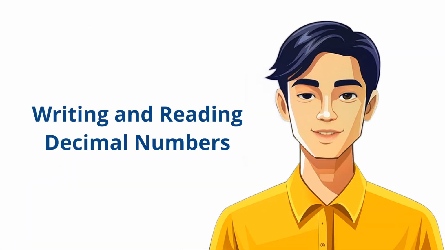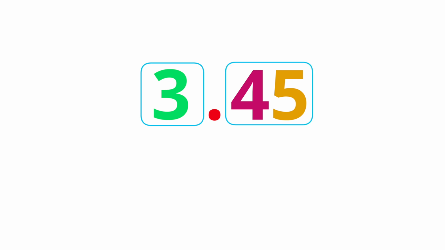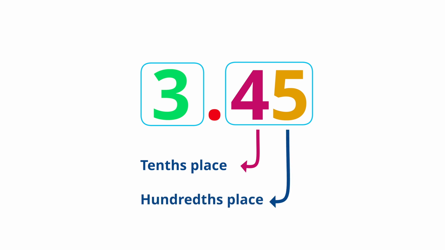How do we write and read decimal numbers? Writing decimals involves placing the decimal point between the whole number part and the fractional part. The number 3.45 is read as 3.45. The first digit after the decimal is in the tenths place. The second is in the hundredths place, and so on.